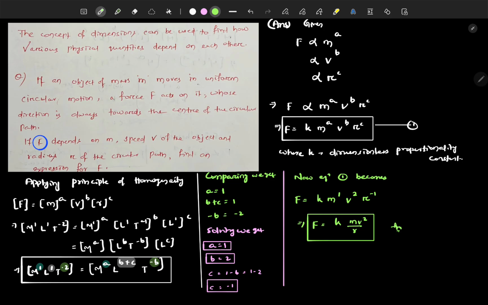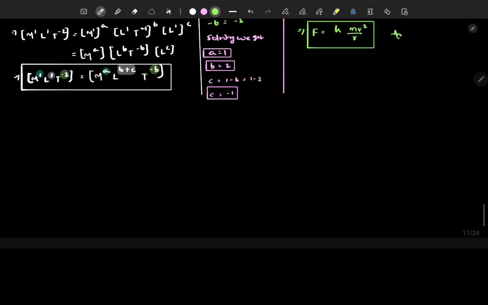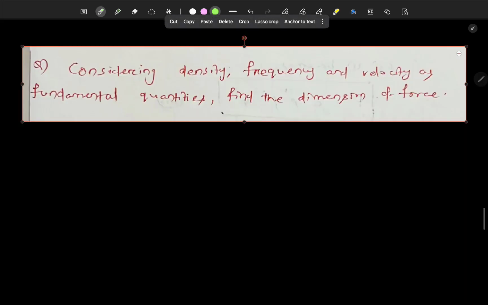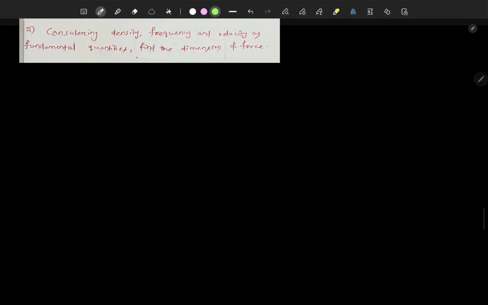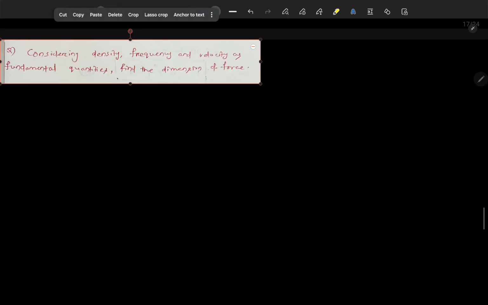So you have to solve this type of question so that you can solve it in very less time. Okay, very good. Next, let's solve one more question of this type. This is our given question.